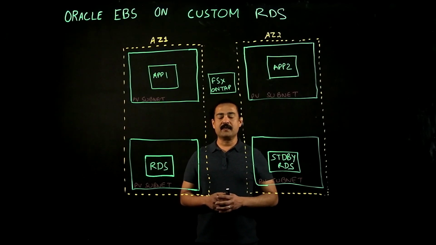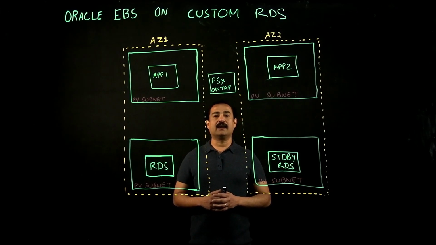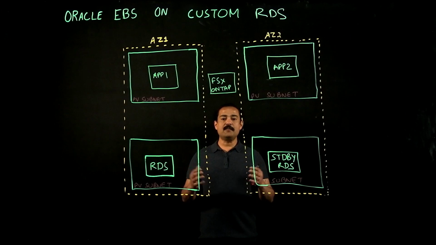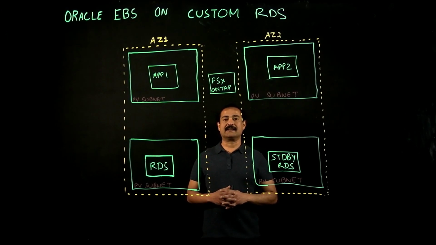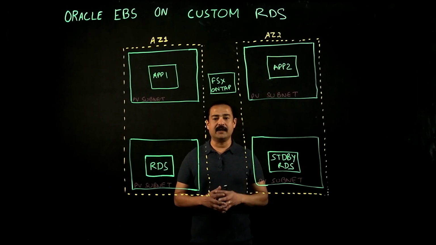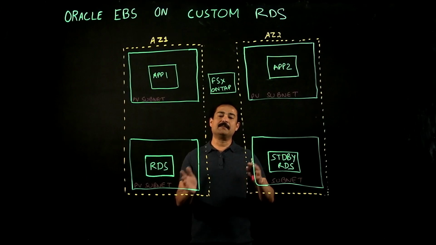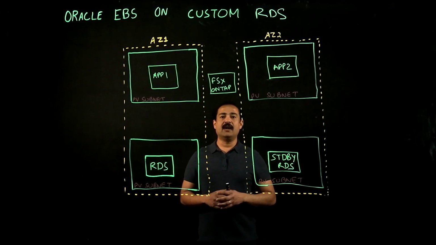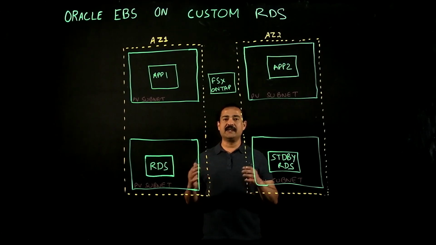In this video, we are going to see the architecture and how we are going to deploy EBS on Custom RDS. As you are probably aware, EBS is mainly a backend application, which means it is not really accessible from the internet unless you are running modules like iSupplier and iStore. Everything remains behind the scenes, so all your tiers of EBS, application tier and database tier, remain behind the firewall.